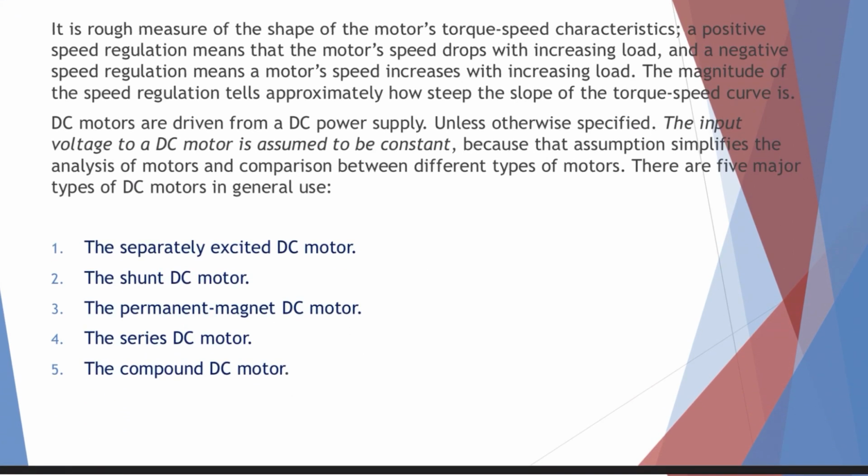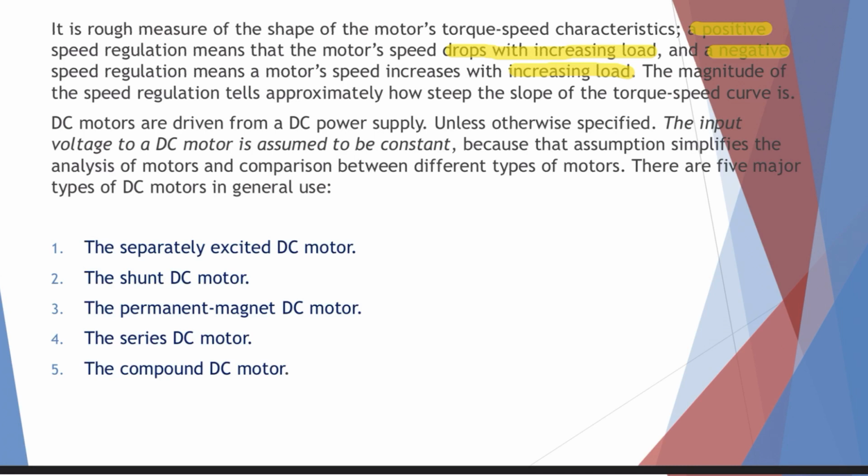It is a rough measure of the shape of the motor's torque-speed characteristics. A positive speed regulation means that the motor's speed drops with increasing load, and a negative speed regulation means the motor speed increases with increasing load. The magnitude of the speed regulation tells approximately how steep the slope of the torque-speed curve is.